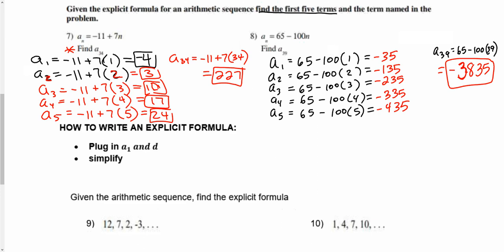So what do you guys think so far? Easy stuff, right? It's just done in the calculator. All the formulas are going to be up on the board when you take the test, so you don't have to worry about memorizing. Very, very simple stuff. Okay.